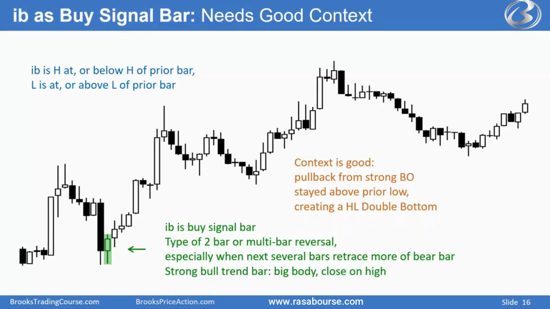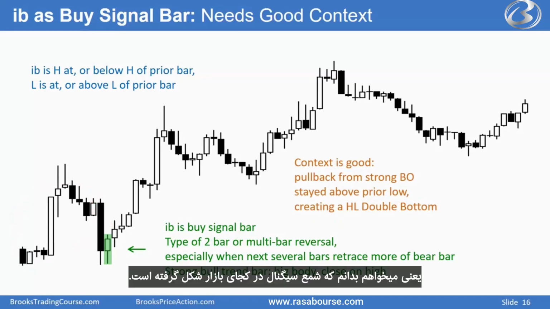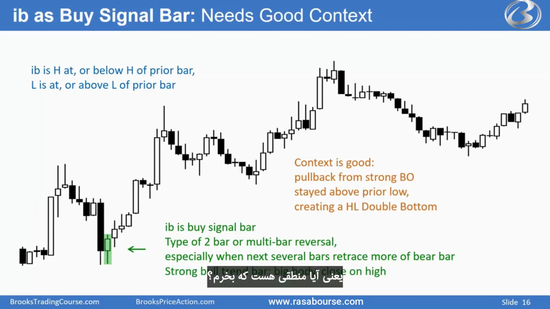Context is good. Whenever I'm looking to buy or sell, I always look to the left. I want to know what the context is. Does it make sense to buy? And here we have a strong bull breakout and a bear reversal, but we have a bull bar after the bear reversal. So that increases the chances that this bear reversal is going to fail.